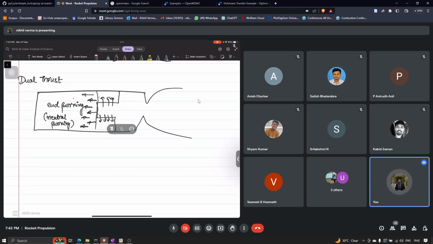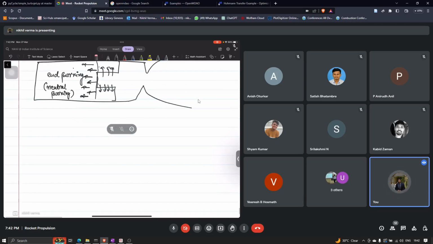So whatever geometry that is, there's a guideline for designing a solid rocket motor. Your geometry is decided by the pressure-time diagram, which in turn is related to your thrust-time diagram.